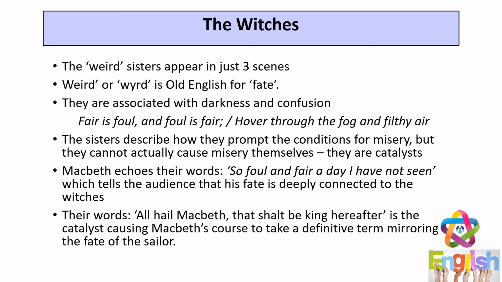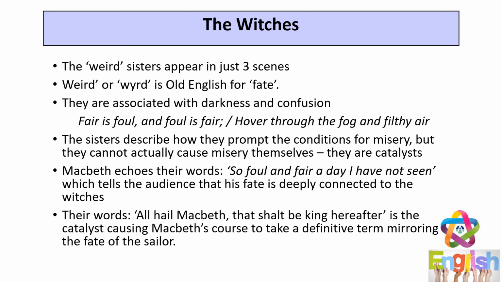They're catalysts, and in a moment I'm going to talk about how we see that at the start of the play. So Macbeth is associated with darkness himself, because he says, just before he meets them, so foul and fair a day I have not seen. So his fate is deeply connected to the witches and the Weird Sisters. So their words, all hail Macbeth that shalt be king hereafter, that's the catalyst. That's the moment that causes Macbeth's course to take a definitive turn, mirroring the fate of the sailor.